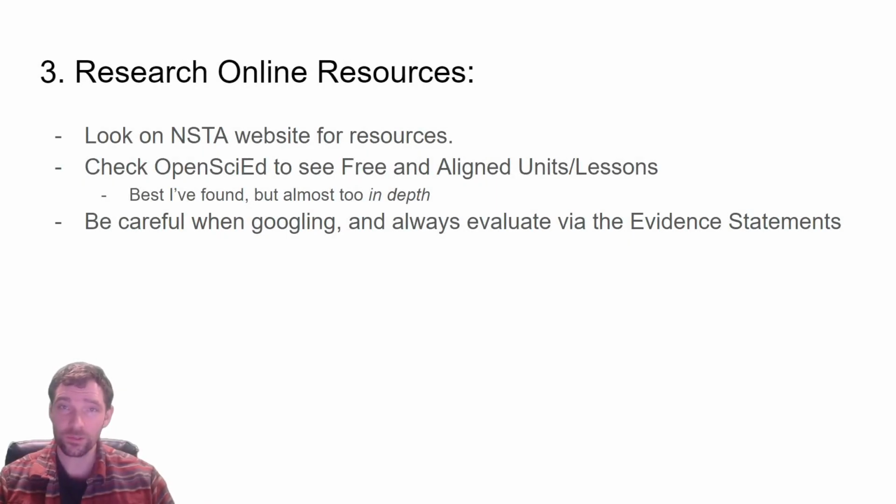So another important component of this is researching what's online. When you Google a performance expectation like MS-LS1-1, then you should be able to find some resources, but you've got to be careful because they're not always actually aligned. Most of the time, they're not actually aligned. When people say something's aligned, I don't really believe them by default at this point. So just be aware of that.